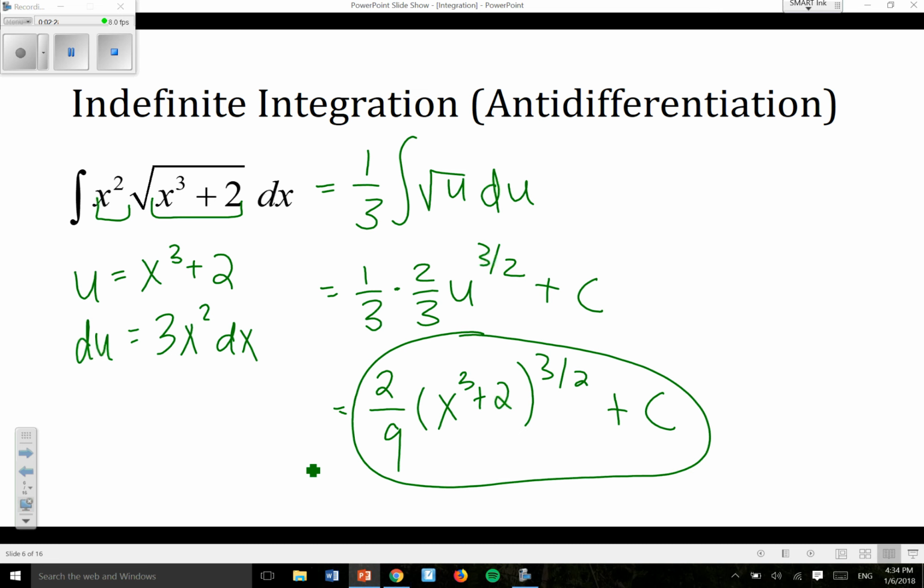There's u sub with indefinite integration. Your u sub isn't going to be super hard on your final exam. It should be pretty easy to pick your u.